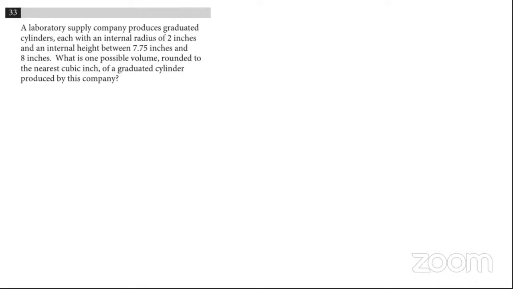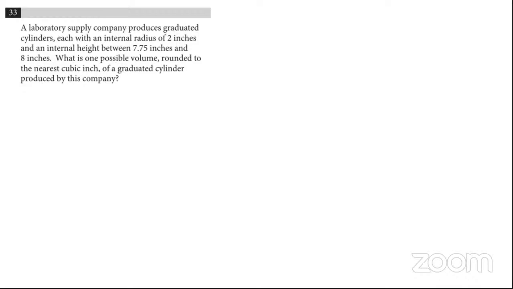So, read the question, guys. The question says, a laboratory supply company produces graduated cylinders, each with an internal radius of 2 inches and an internal height between 7.7 inches and 8 inches. So, what is one possible volume, rounded to the nearest cubic inch, of a graduated cylinder produced by this company?